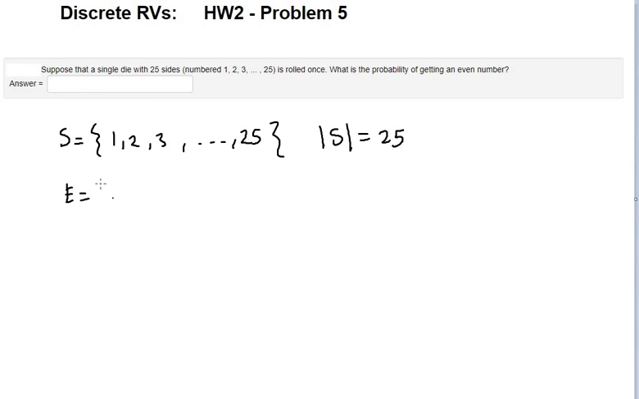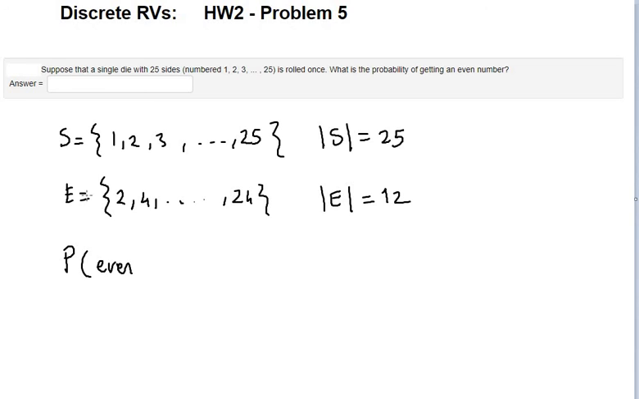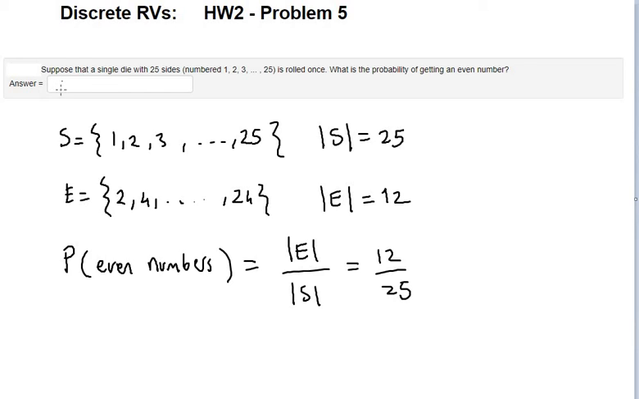And our event is getting an even number: 2, 4, up to 24. Here the size of the event is 12. 24 divided by 2 is 12, or you can count them out. And the probability of even numbers, which is our event, is equal to the size of the event over the size of the sample space, which is 12 over 25. So 12 over 25, or 0.48, is the correct answer.